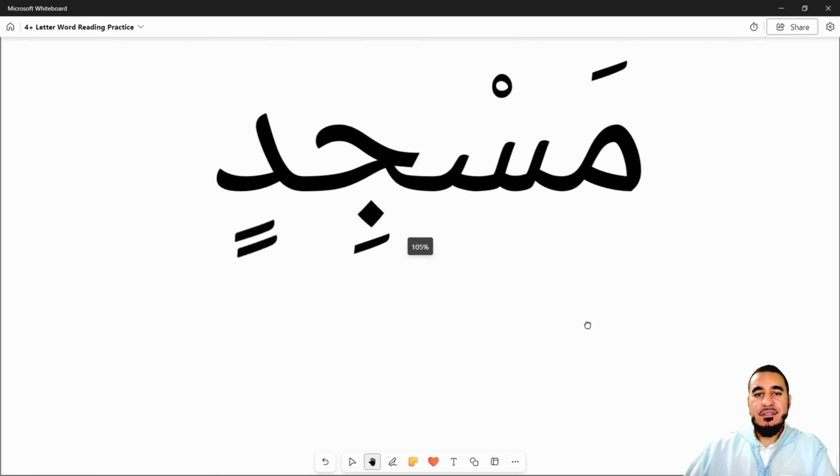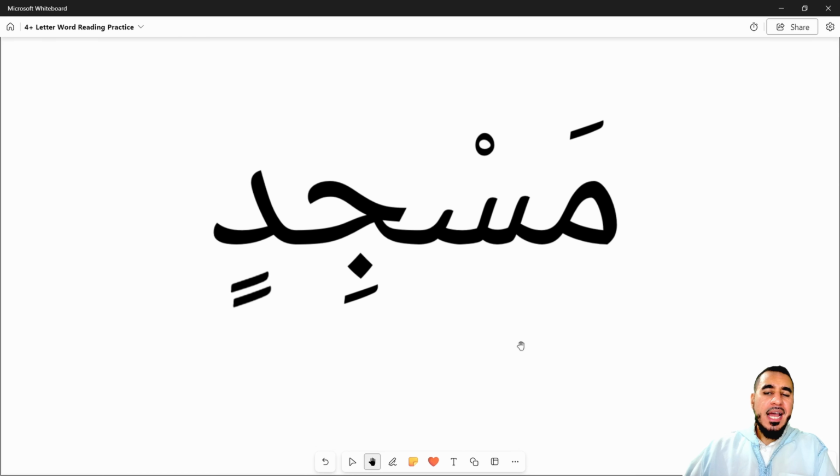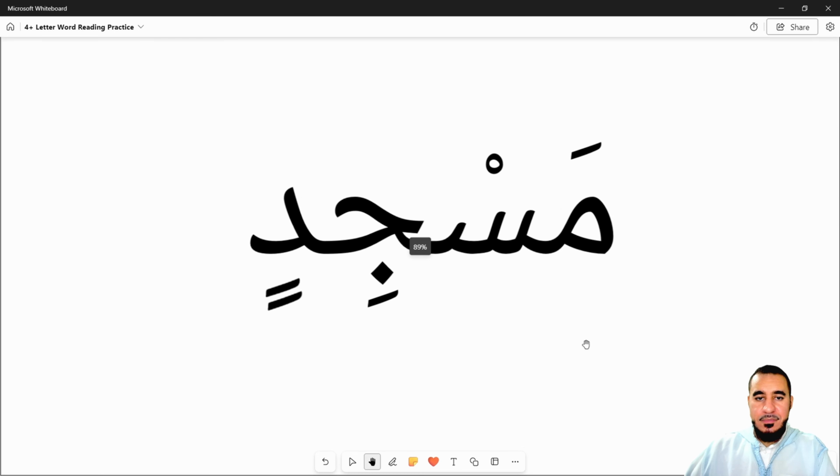And then we have this word, which many of you probably recognize. We've got the mim with a fatha, sin with a sukoon above it, the jim with a kasra, and the dal with a kasratan. How are we going to pronounce this word? It would be masjidin, masjidin. Jamil.